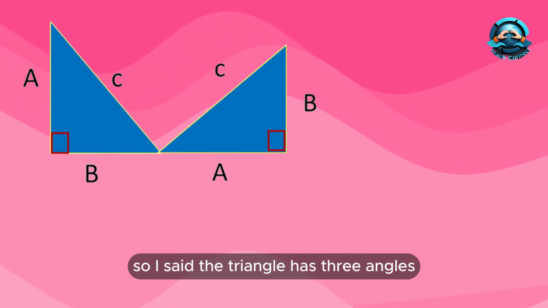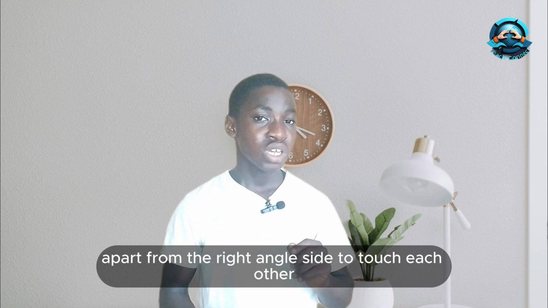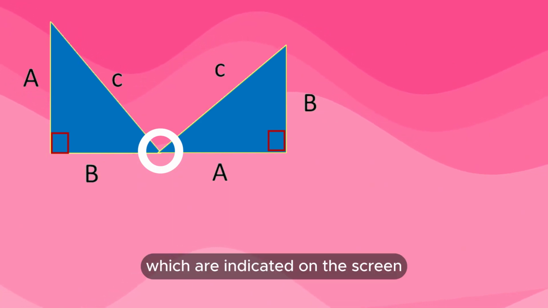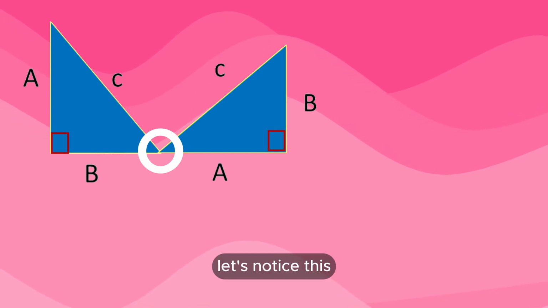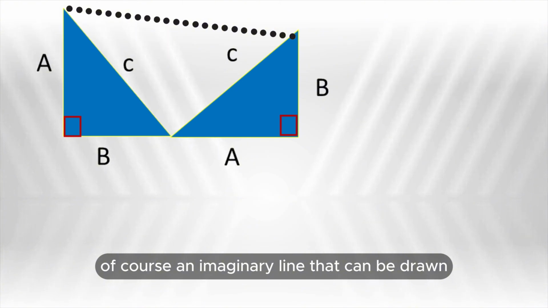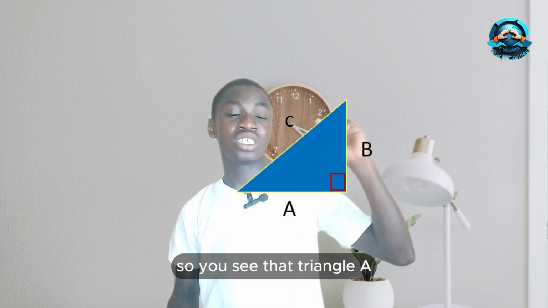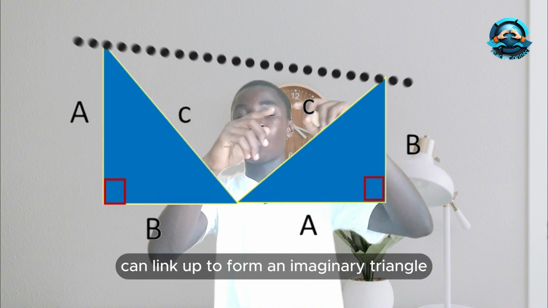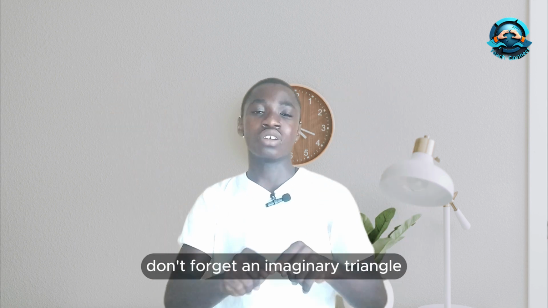So I said the triangle has three angles. So we are going to choose any angle apart from the right angle to touch each other. So we are using the sides which are indicated on the screen. So when they touch each other at that tip, let's notice this. Can't you notice that there is, of course, an imaginary line that can be drawn between the tips of the other vertices? So you see that triangle A's tip and triangle B's remaining tip can link up to form an imaginary triangle. Don't forget, an imaginary triangle.